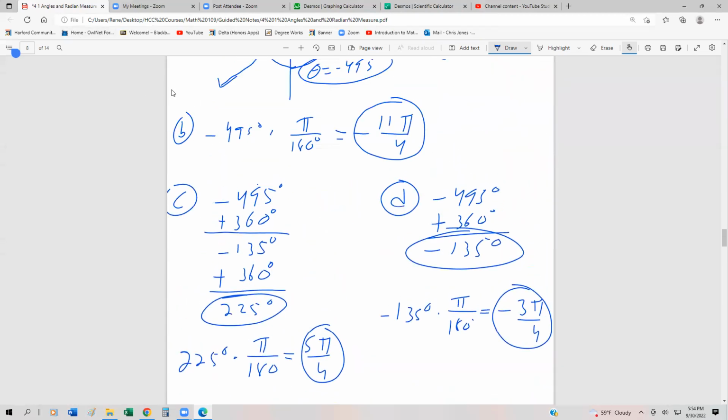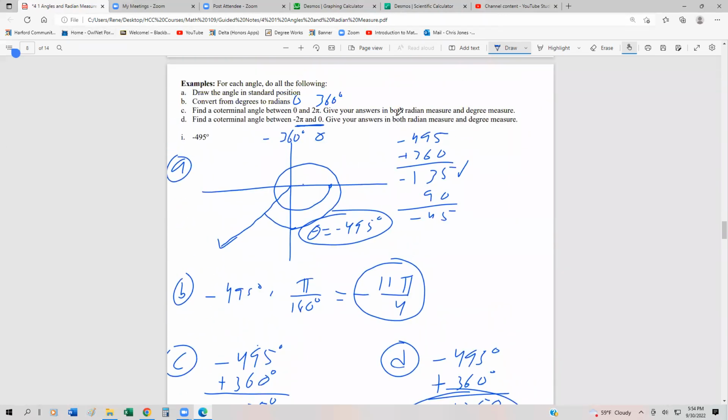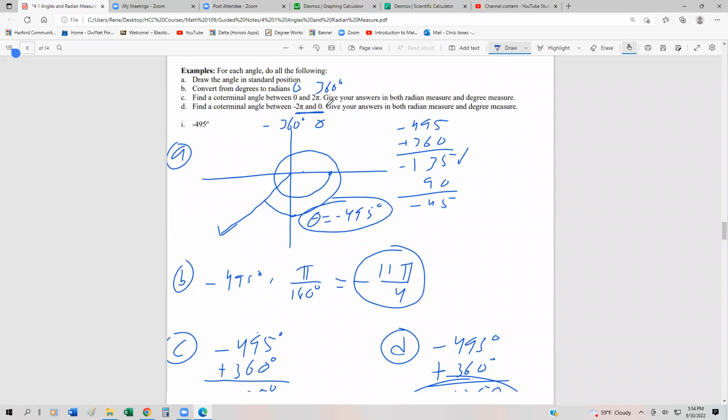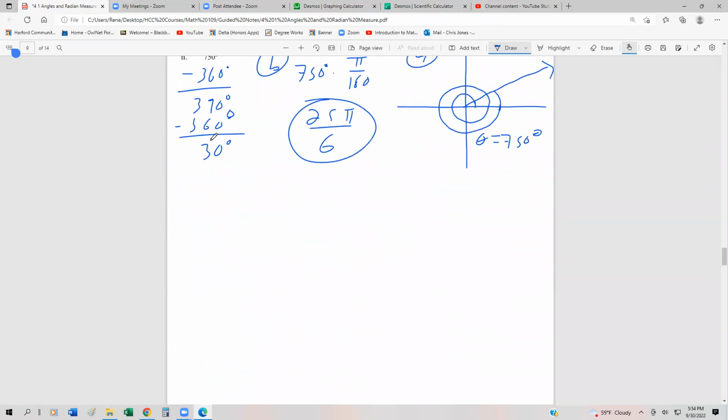Next thing we need to do is find a coterminal angle that goes between 0 and 2 pi. But the good news is we already have one. All we did was subtract 360 a couple times, so that's the way we want to try to do this. So with 750 degrees, just to remind you, you just keep subtracting 360. Remember we subtracted 360 once, we got 390. We're going to subtract 360 again. That gives us 30 degrees. So that's the angular representation.